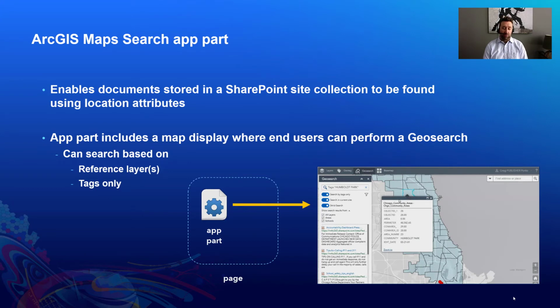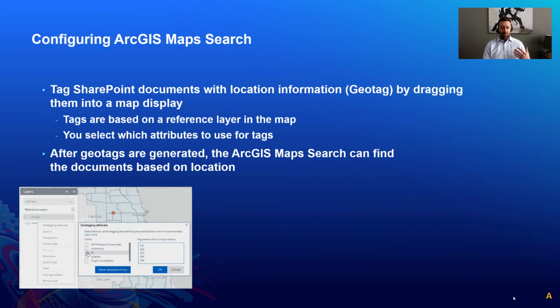I can enable this within the application, and this allows somebody to go ahead and search for features within the map. But not only can they find features within the map, we can also configure this, and we'll be able to search and find documents that are geotagged to a specific location. So if I'm looking for building permits of a particular section of a subdivision, I'd be able to search that on a map and return Word docs and PDFs.